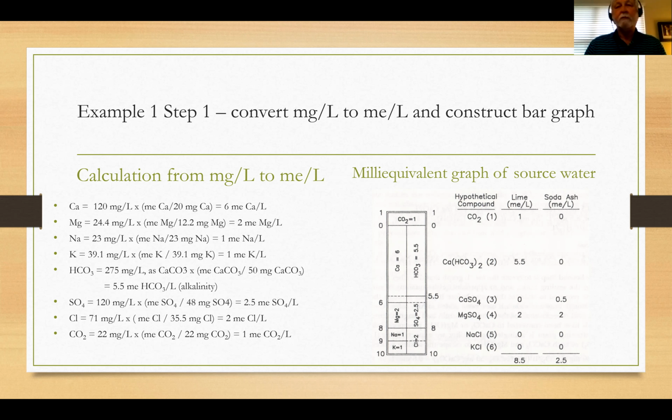So as we did before, we came up with 8.5 milliequivalents per liter of lime and 2.5 milliequivalents of soda ash to add to the first stage, only stage. The pH will be at 10.4. And now let's see what happens when we do that.